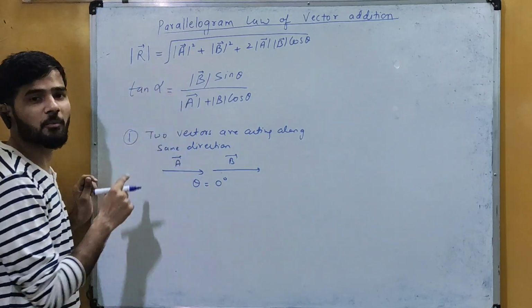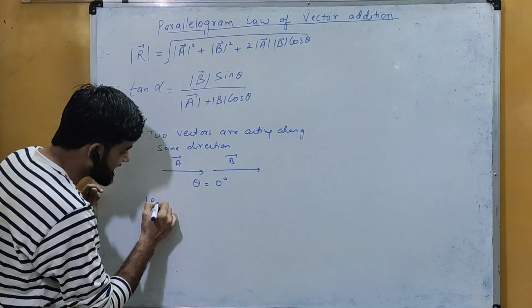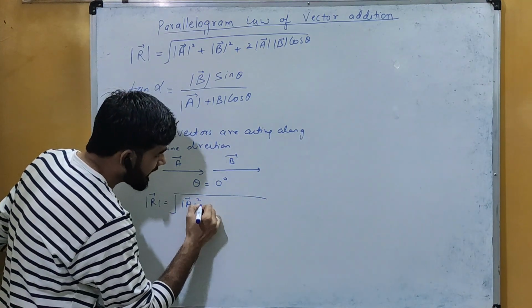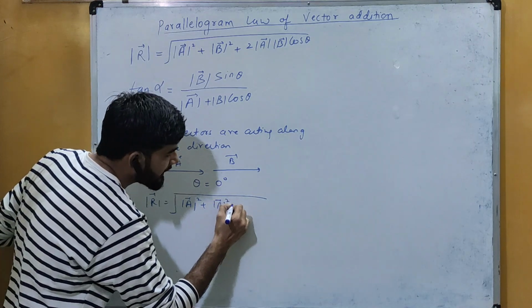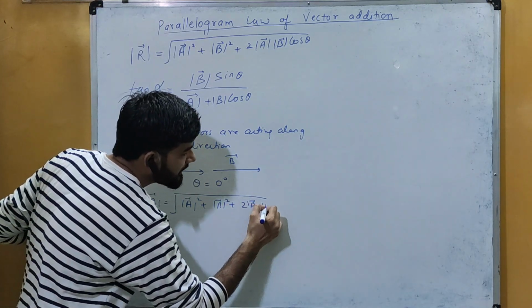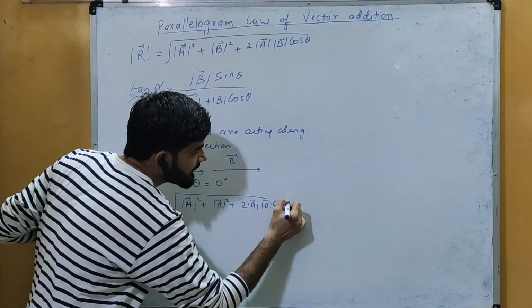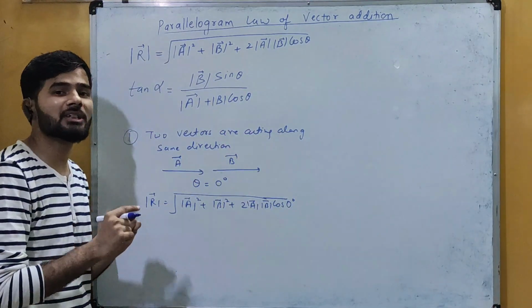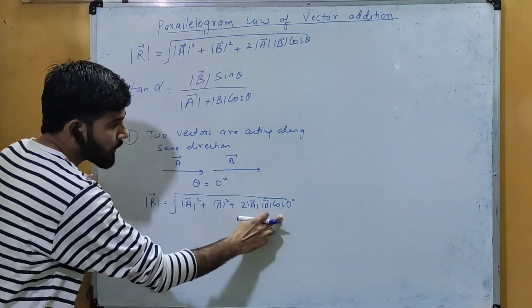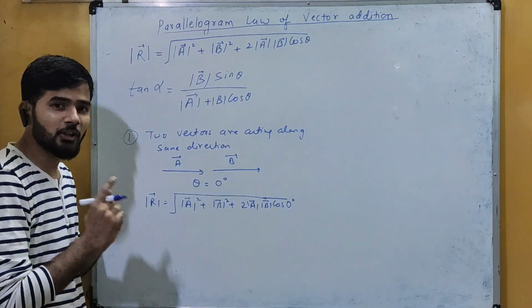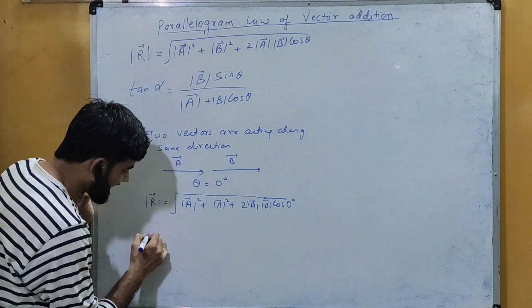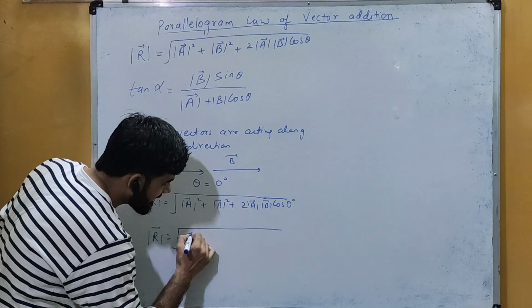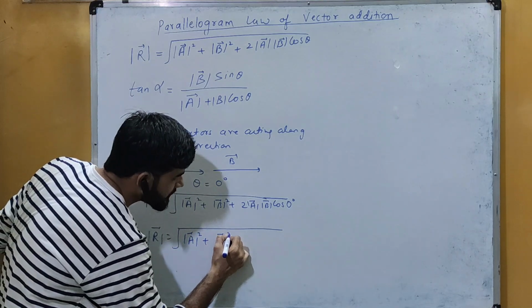Now I can use this formula for the resultant one. So I can write this resultant R is equal to root of A square plus B square plus 2AB cos 0 degree. So in place of theta I have used 0 degree. Why? Because both are acting along the same direction. Now what is the value of cos 0 degree? The value of cos 0 is equal to 1. So I can write this vector R is equal to root of A square plus B square plus 2AB.